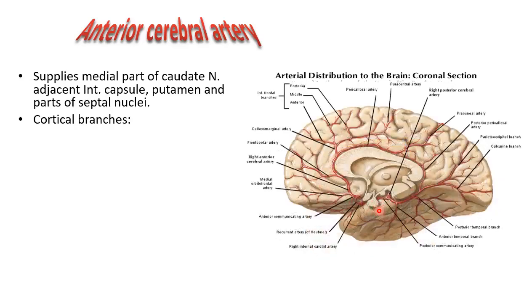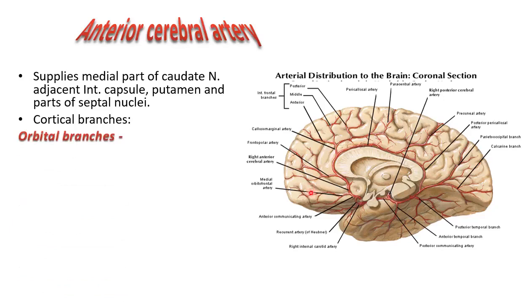Cortical branches are very, very important again. They can be classified mainly into orbital branches, which supply the orbital surface. Then you have frontopolar branches, mainly for the medial surface of the frontal lobe. And then you have pericallosal branches and calloso-marginal branches. We will see them one by one.